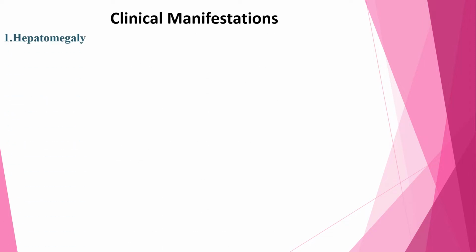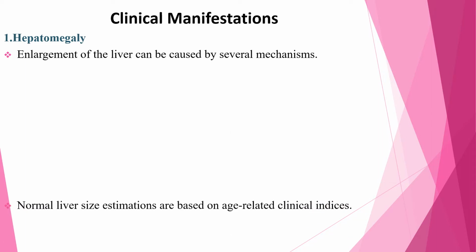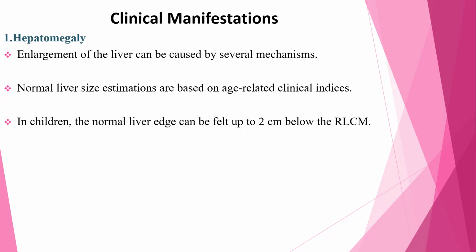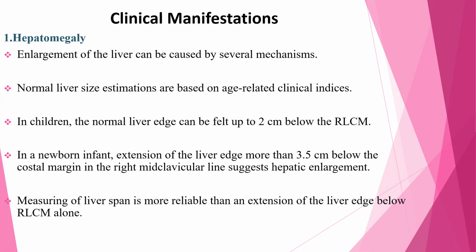When we look at the clinical manifestations or the peripheral stigmata of liver disease, the first one is hepatomegaly. Enlargement of the liver can be caused by several mechanisms, and normal liver size estimation is based on age-related clinical indices. In children, the normal liver edge can be felt up to 2 cm below the right lower costal margin. In a newborn infant, extension of the liver edge more than 3.5 cm below the costal margin in the right midclavicular line suggests hepatic enlargement. Measuring liver span is more reliable than the extension of the liver edge below the right lower costal margin alone.